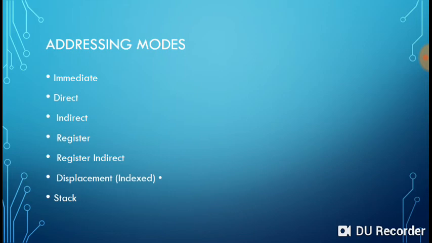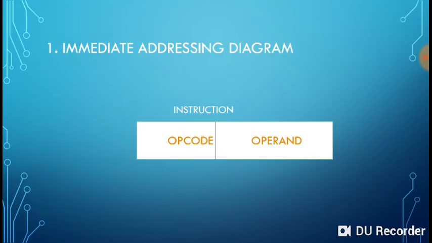So we'll move to the types of addressing. Next is the types of addressing modes. The types are immediate, direct, indirect, register, register indirect, displacement, and stack, etc. So the first one is immediate addressing.